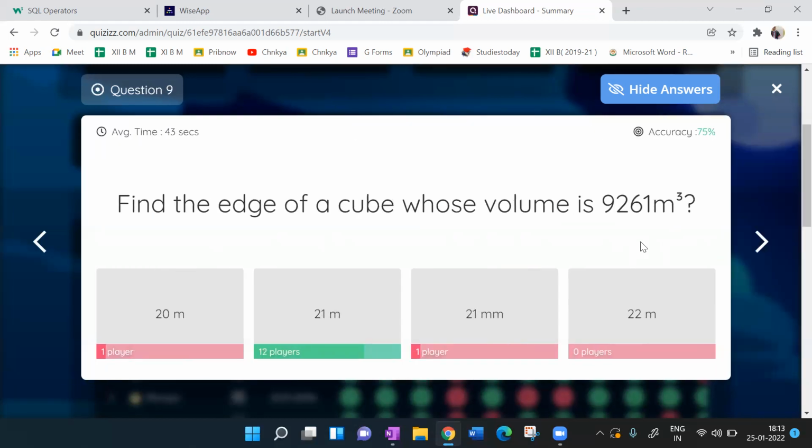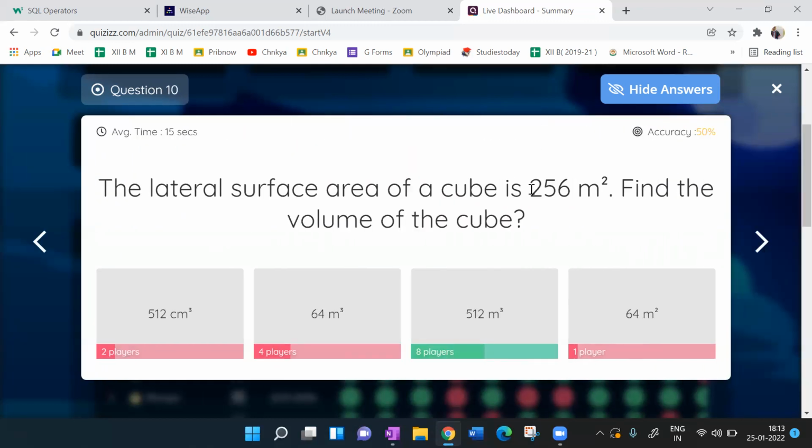So find the edge of a cube whose volume is... Cube क्या होता है? Volume. So guys, cube, what is the cube of... Sir, just 21. 21? Then we just have to take 21 into 21, आपको 926 दे जाएगा. All right, very simple. So lateral surface area of the cube is this much.